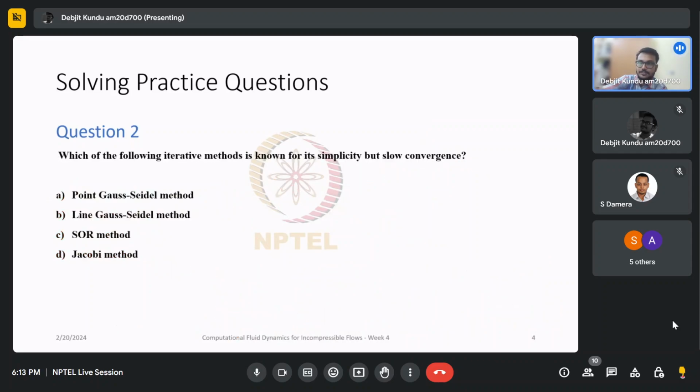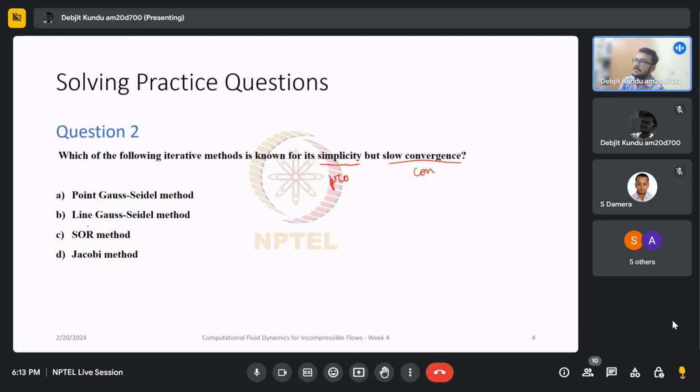We'll move on to question number 2 now, which is asking us which of the following iterative methods is known for its simplicity but slow convergence. So there are pros and cons to it. This is the pro and this is the con over here. The pro is it's a simple method, but the con is its convergence rate is slower than other known methods. So is it option A, point Gauss-Seidel method?